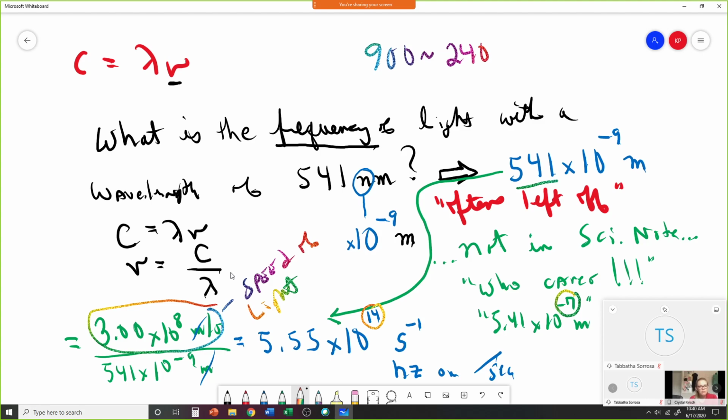Okay, so where did I get it from? The back of the textbook. That's where I got the number. Does that answer your question? A long way around, but still. All right, so that's the speed of light.